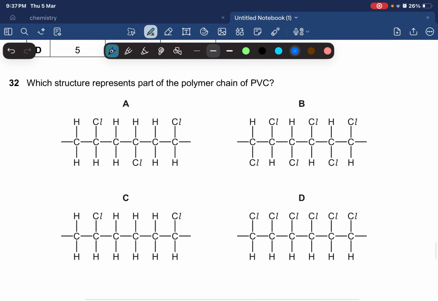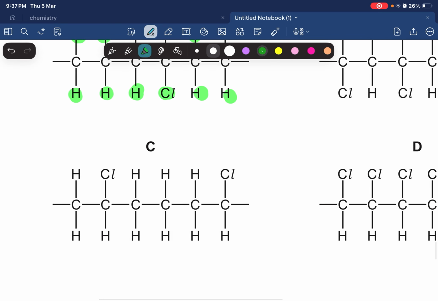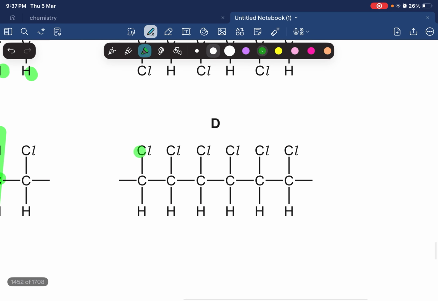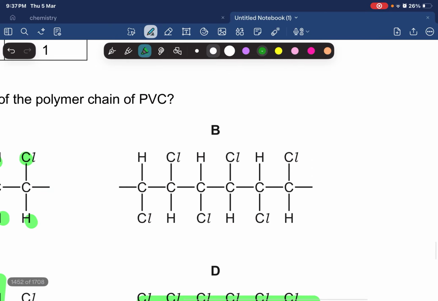Okay, which structure represents a part of the polymer chain of PVC, which is polyvinyl chloride? I guess it's option A. I just saw the two hydrogens, one chlorine, one hydrogen, repeating. Doesn't that make sense? Over here, this monomer has no chlorines. Impossible. Over here, all chlorines. No. Over here, two chlorines.